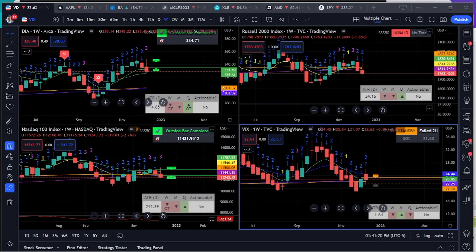A lot of things also, there are a ton of outside weeks. So a lot of them look like this. You got a lot of shooters on the week.